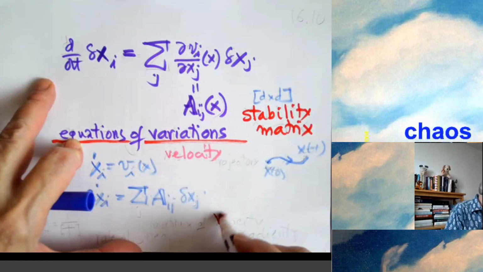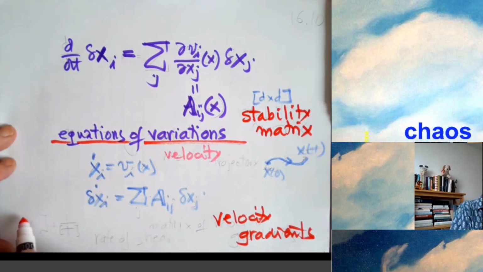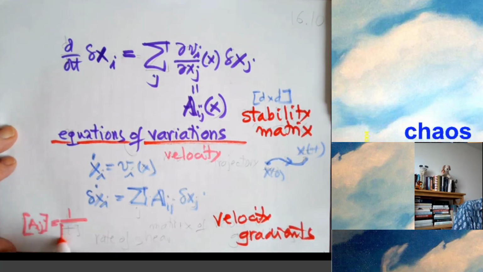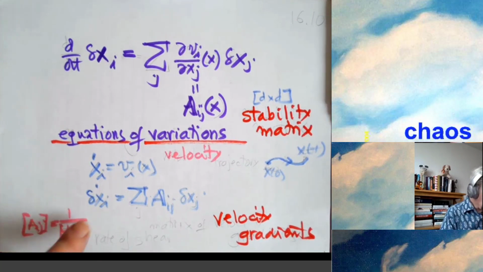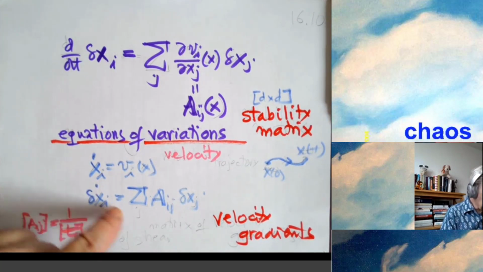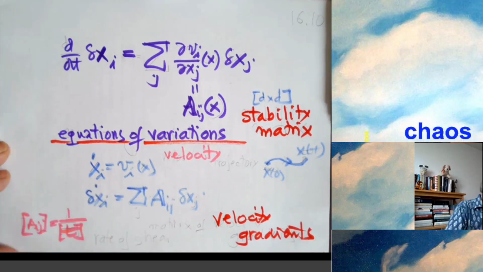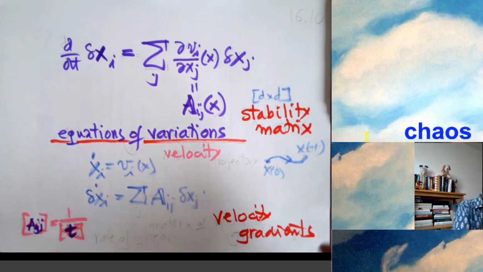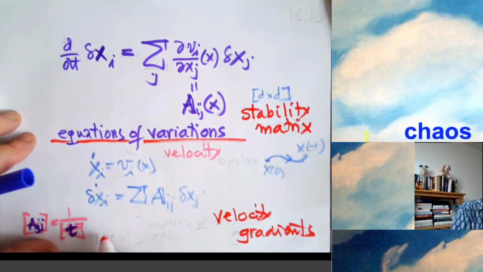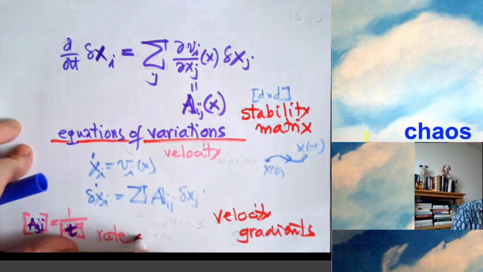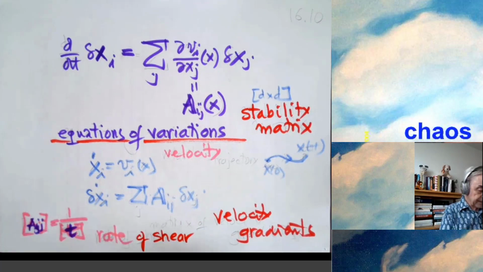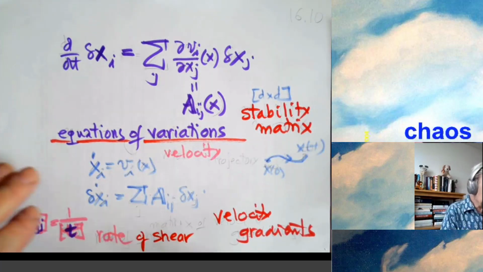So this stability matrix or velocity gradients, if I look at just dimensional analysis of it, has dimension 1 over time, because this is length over time, this is length, so this is 1 over time. This is something that changes in time. So that's a rate of shear. And by shear, I mean the neighborhood is being deformed instantaneously. So this is one matrix.